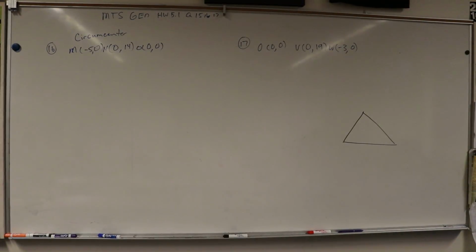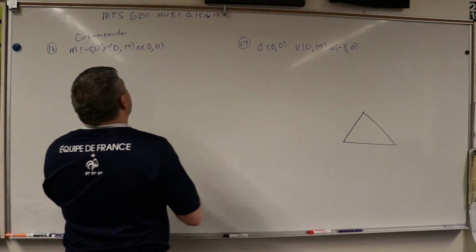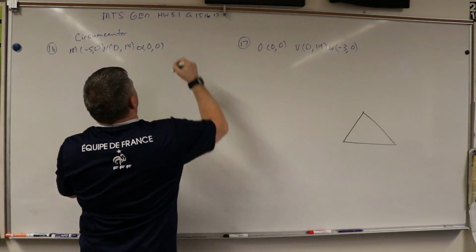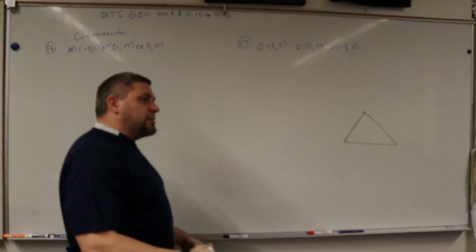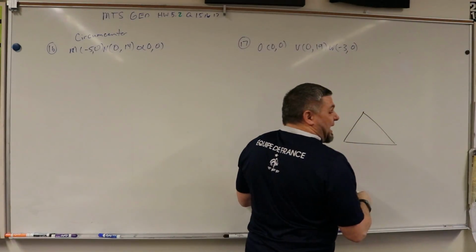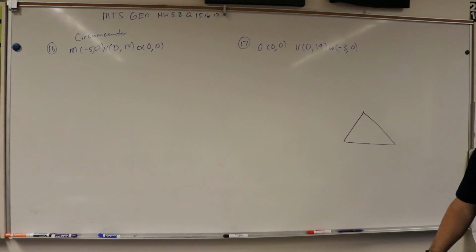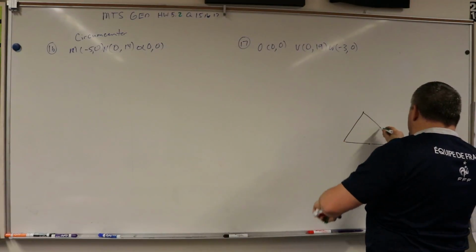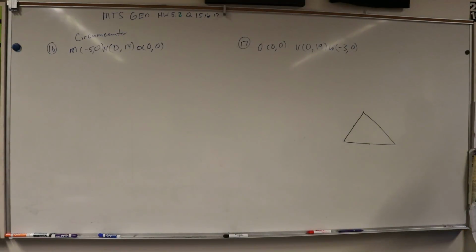Alright, so to do 16 and 17 on 5.2, I know this was from yesterday. On 5.2, we need to know what a circumcenter is and how to find it. How do you find a circumcenter? You find perpendicular bisectors. So we take this piece, we cut it in half. We take this piece and we cut it in half. We take this piece and we cut it in half. And then you draw perpendiculars.